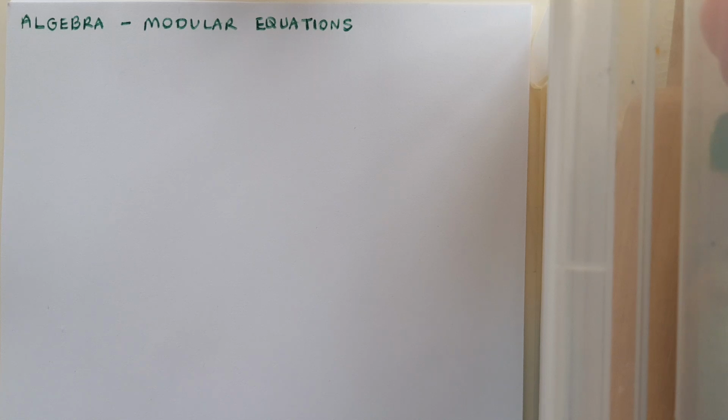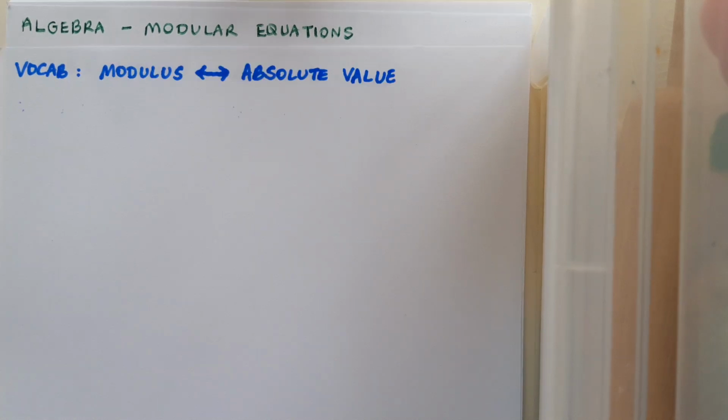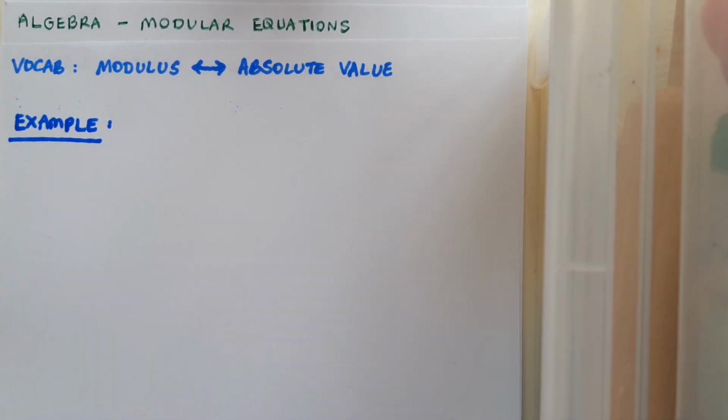This is an algebra video about solving modular equations. First of all, just a little bit of vocab. Modulus can sometimes be called absolute value, and we encounter it in algebra and also in other topics like complex numbers. So let's have a look at an example of how to solve a modular equation.